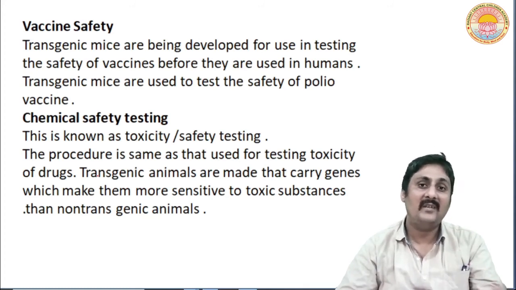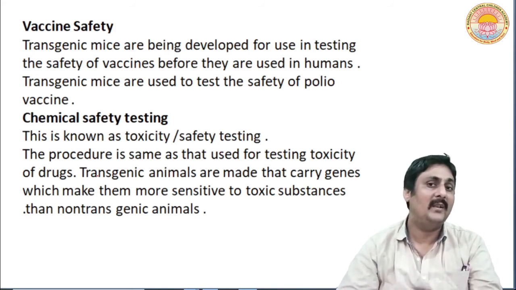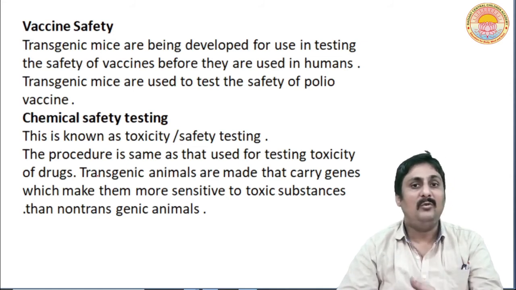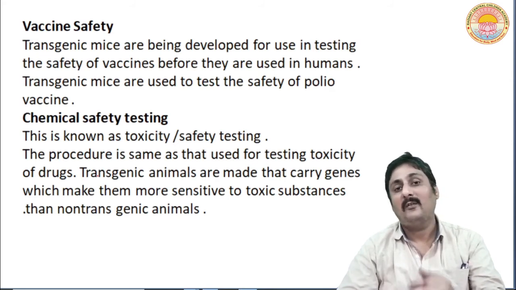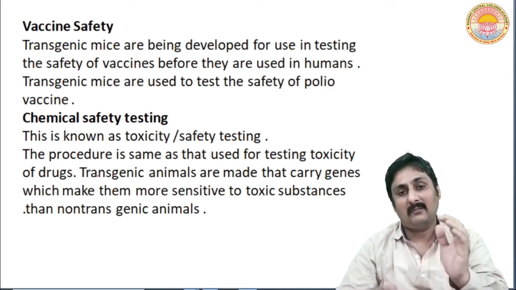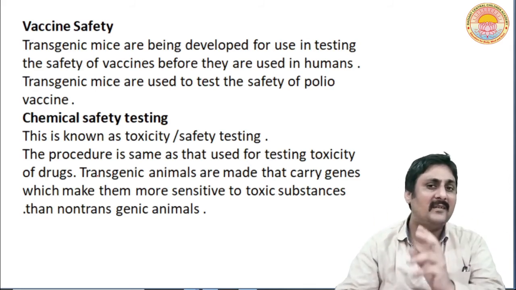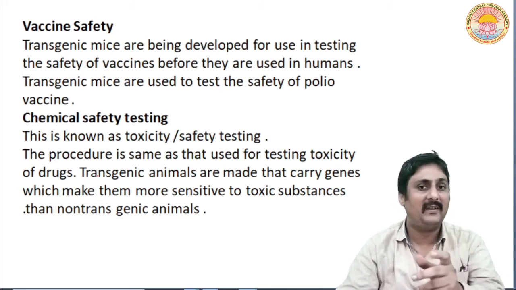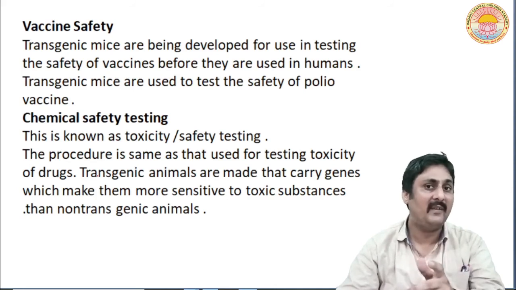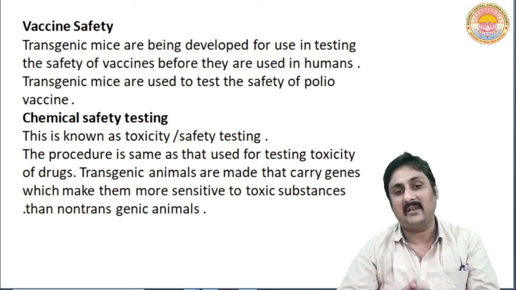Before that, transgenic animals such as mice, which is considered to be a very small animal, can be used. For example, the polio vaccine has already been tested this way. Moreover, transgenic animals are made in such a manner that they are very sensitive. Even if the vaccine is slightly not effective or showing side effects, that will be visible in the transgenic animal. So that is one of the benefits of transgenic animals.